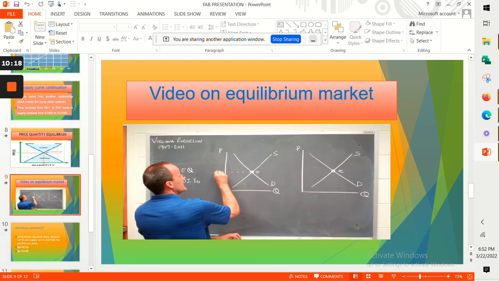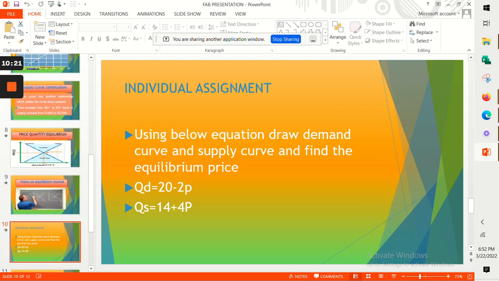And now we have the assignment here. Using the given equations, draw the demand curve and supply curve and find the equilibrium price. The first equation is for demand and the second equation is for supply. Draw those two equations and find the intersection of the two of them, so that you can identify the equilibrium price and the equilibrium quantity. This is the assignment I am giving out, and I will collect it in our next class, a week from today.